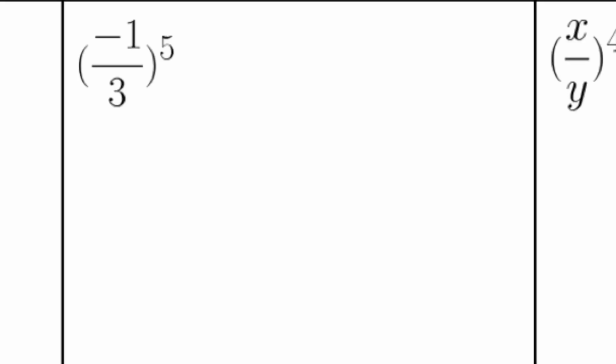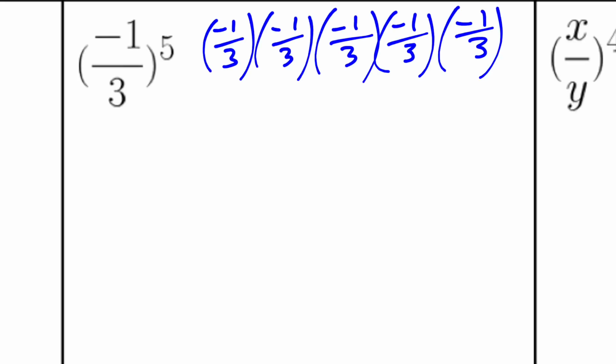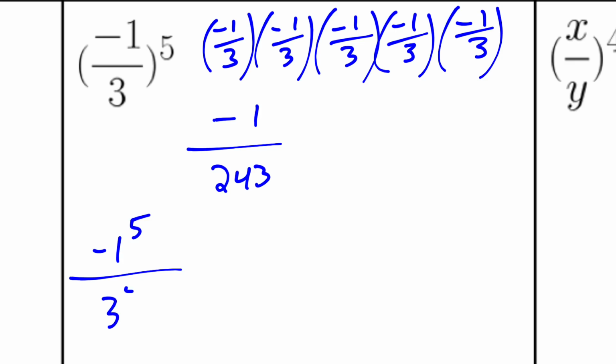Let's think of this 2 ways. We can rewrite this as negative 1/3 times itself 5 times. And if you know anything about fractions, you just multiply straight across the top. Since there's an odd number, that'll give us negative 1. And straight across the bottom, that's 3 times 3, 5 times. And we get 243. If that method works for you, great. I think it's simple to just distribute the 5 and resolve them separately.